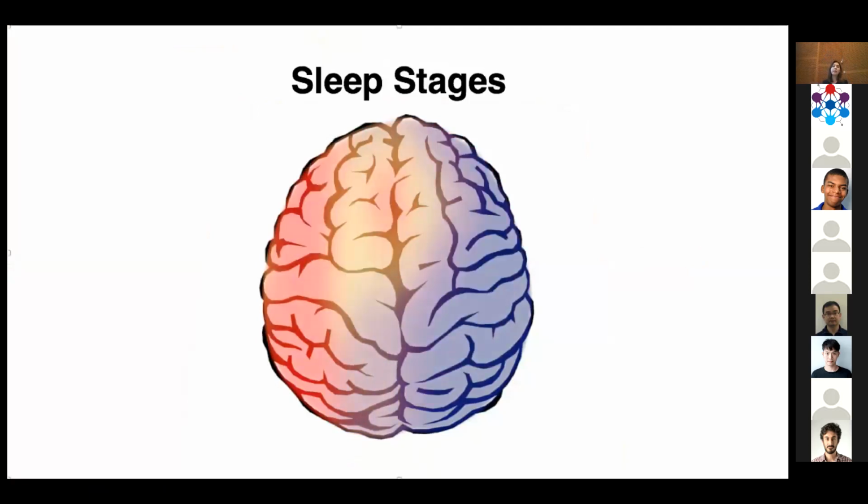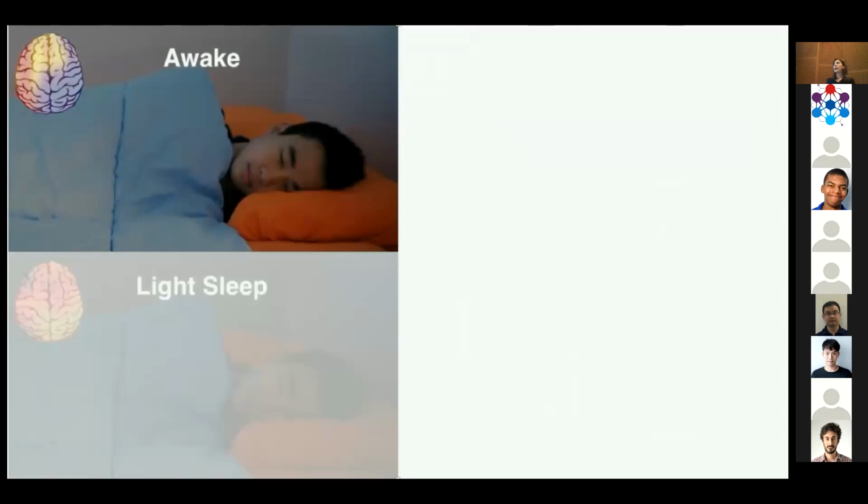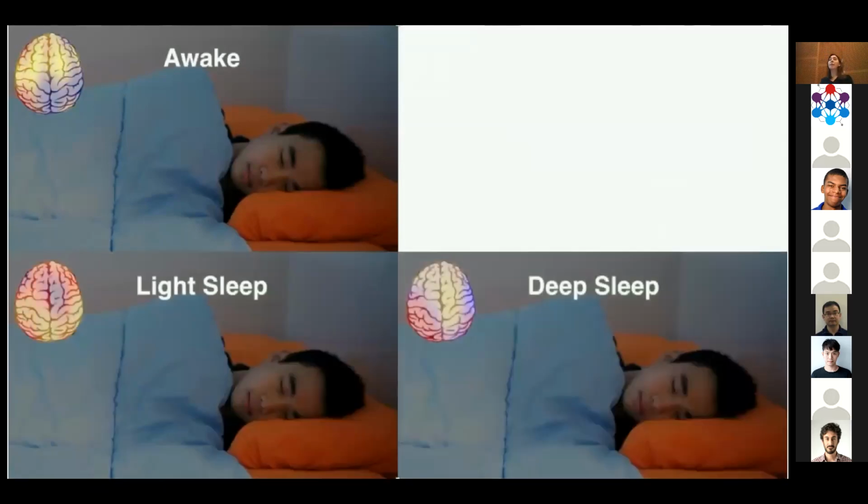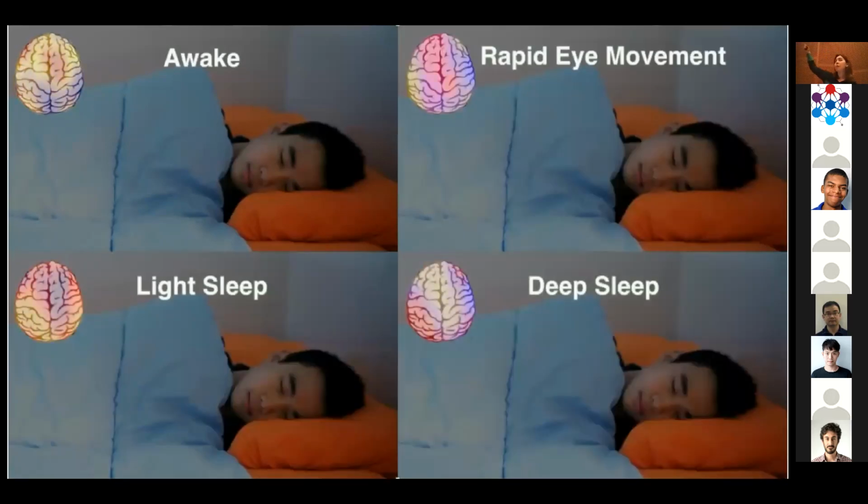So when you go to sleep, your brainwaves change and you enter different stages that are called awake, light sleep, deep sleep, and rapid eye movements, REM. For example, REM is the stage in which you dream typically. Deep sleep is the stage in which typically you do a consolidation of memory. And these stages are very important for sleep disorders, but they are also important for a variety of diseases.